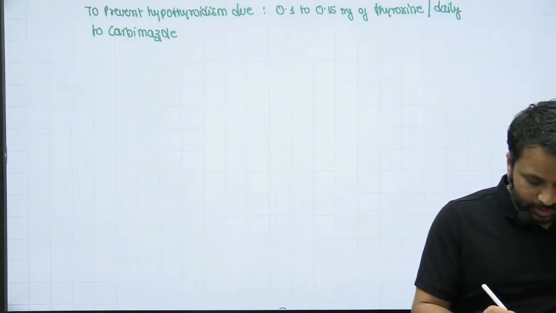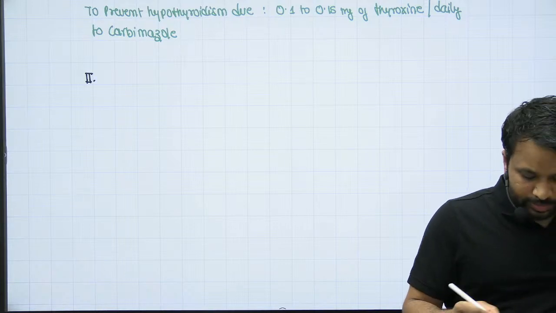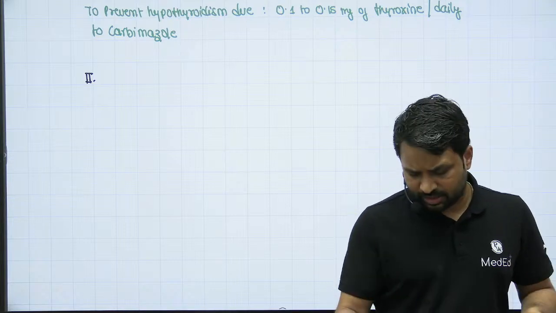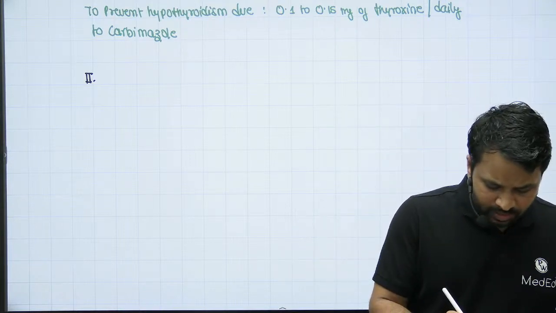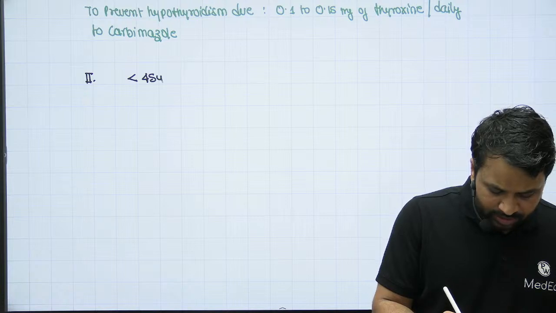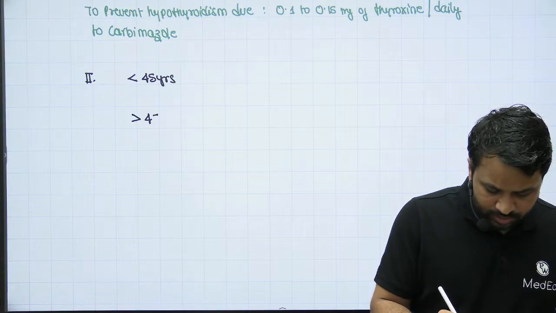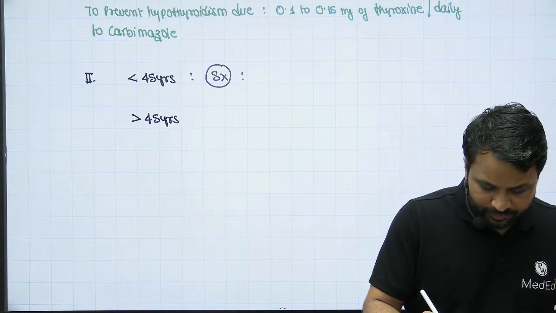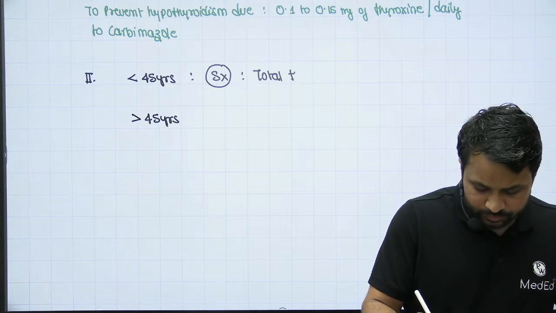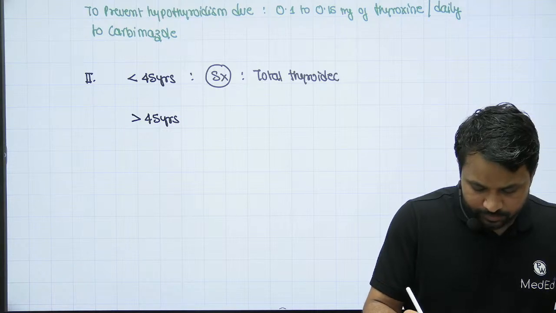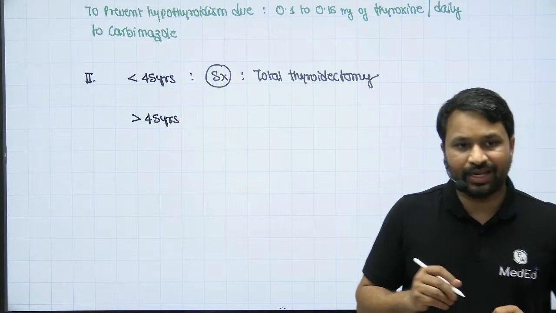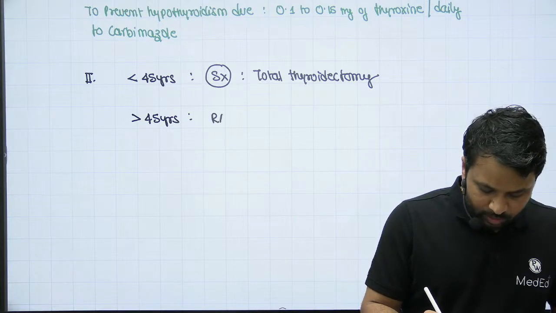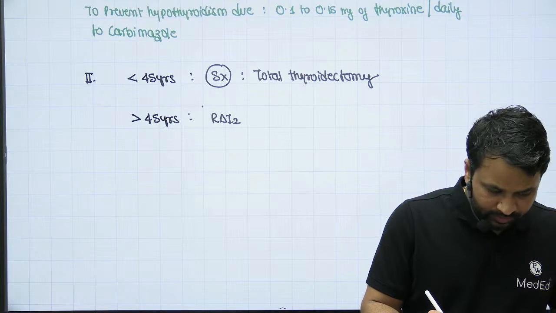Now once the patient is euthyroid, the second line component is going to be an intervention, right? How you intervene is dependent upon the age of presentation. If you have a patient aged less than 45 years, or if the patient is aged more than 45 years. Age less than 45 years, I'll go with surgery, and currently the preferred surgery is going to be total thyroidectomy. We'll remove the entire gland. If the patient is more than 45 years, then I would prefer radioactive iodine.